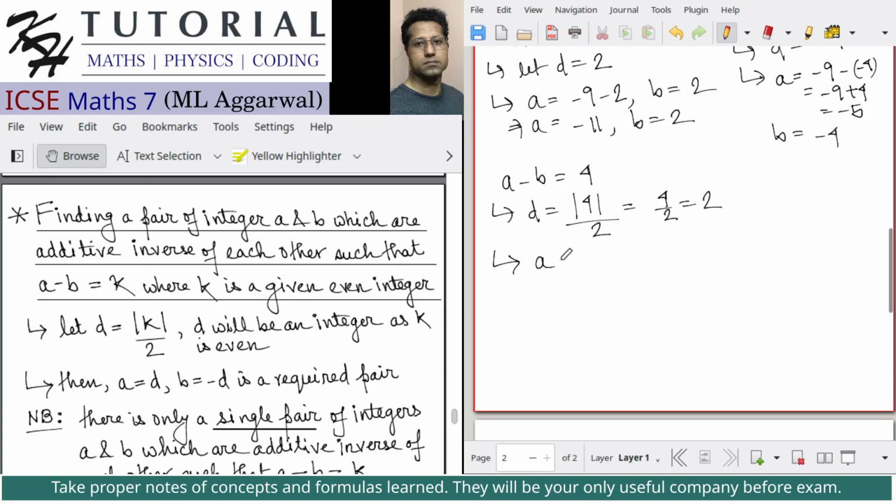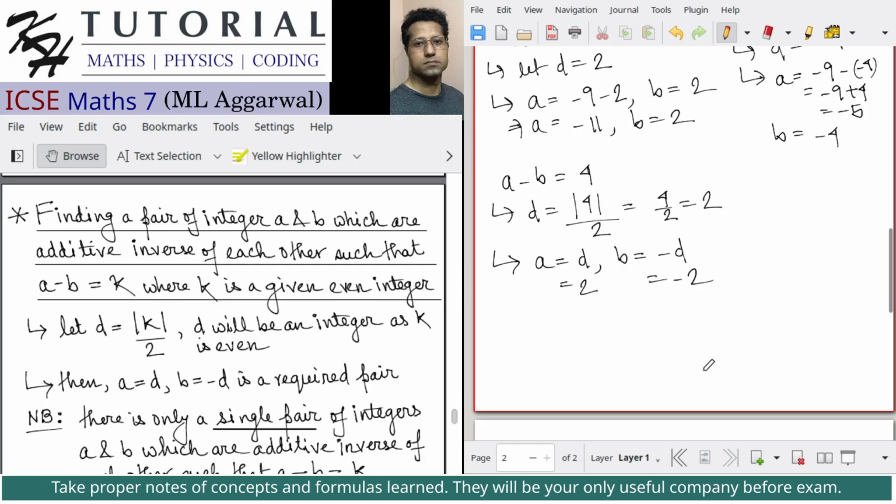Okay. Now the next step is, we can find a and b. You can consider a as d and b will be minus d. Since a and b are additive inverses of each other, if a is d, then b has to be minus d. Now in this problem, d we have found to be 2. So a is 2 and b is minus 2. So 2 and minus 2 are a pair of integers which are obviously additive inverses of each other, and their difference is 4.